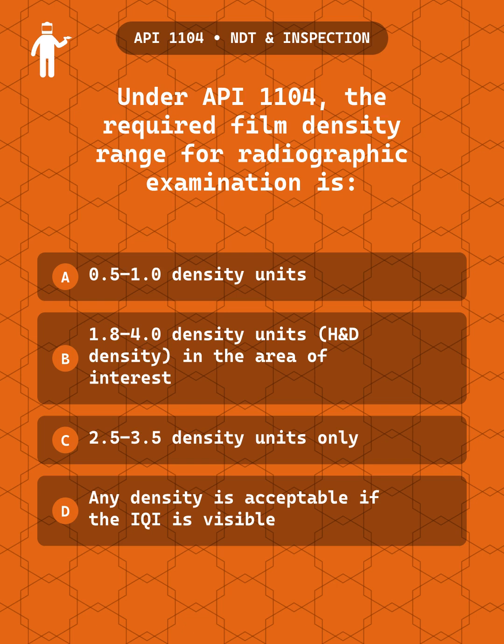Question 8. Under API 1104, the required film density range for radiographic examination is A, 0.5 to 1.0 density units, B, 1.8 to 4.0 H&D density units in the area of interest, C, 2.5 to 3.5 density units only, or D, any density is acceptable if the IQI is visible.